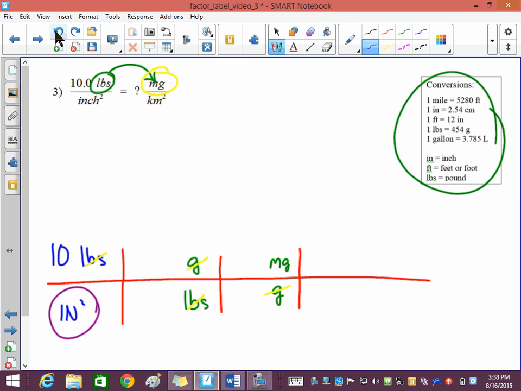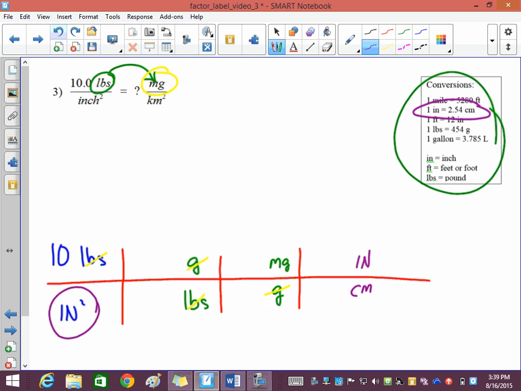So I'm going to put the unit inches up here on top, but I'm going to go linear first, because I want to get my conversions in order before I actually start doing the squares or cubes or whatever it is that I need to do. Again, I'm given this information here, and I think I really only need this one right here: 1 inch equals 2.54 centimeters, because I'm going to kilometers. So let's get to centimeters.